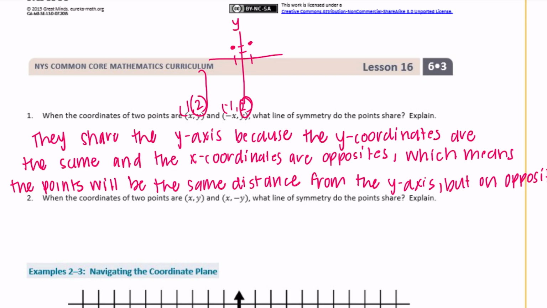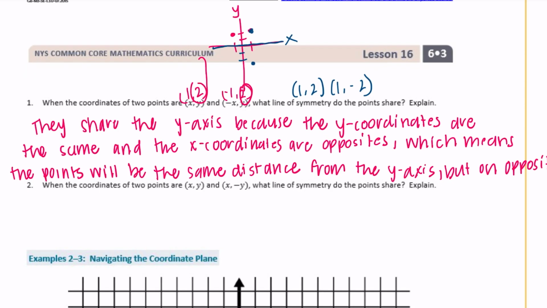Okay, and then when the coordinates of 2 points are x, y and x, -y, what line of symmetry do the points share? So let's say we had 1, 2 and 1, -2. So again, 1, 2 is there, but 1, -2 would be down here. This time they're sharing this line of symmetry, which is the x-axis. So we can say they share the x-axis.